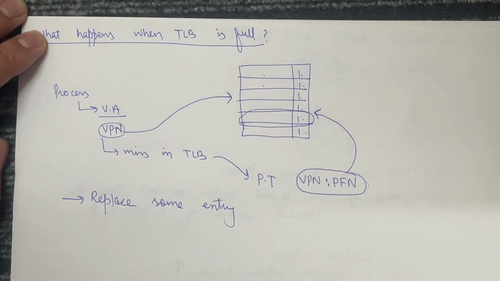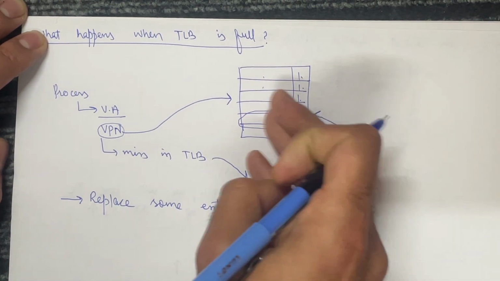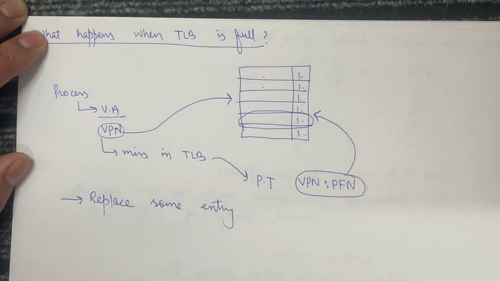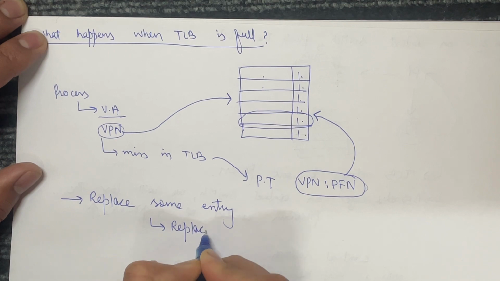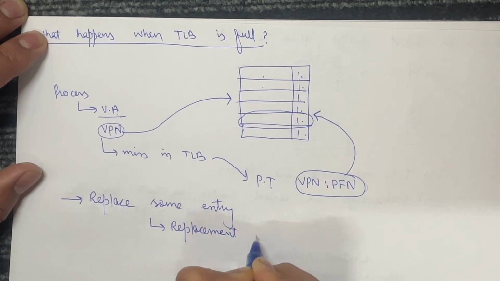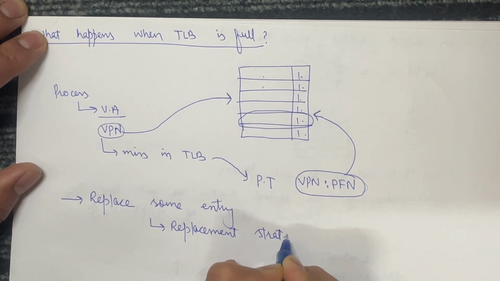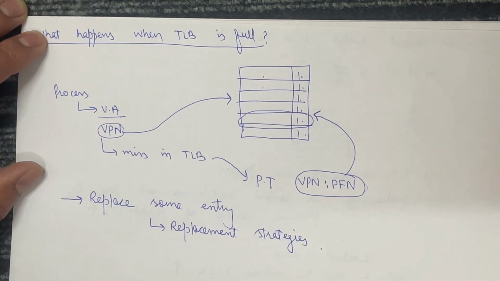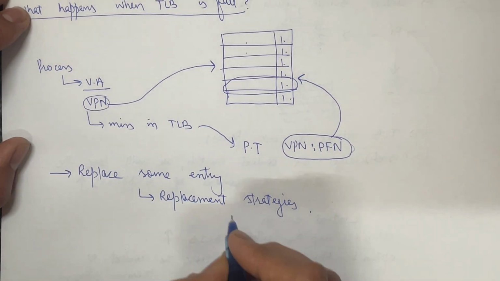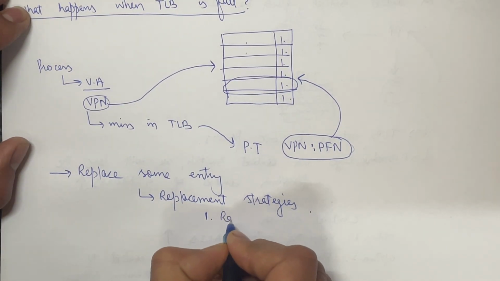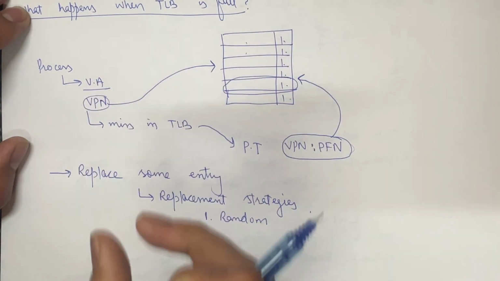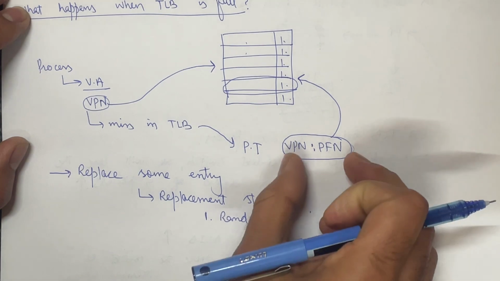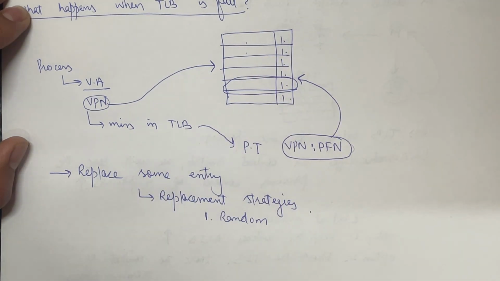There are different entries. Which entry should we replace? So there are some replacement strategies, and replacement strategies will say which entry you have to replace. Okay. And there are different replacement strategies. For example, the first is random. Random means that randomly you can take any specific entry and place this particular entry there.